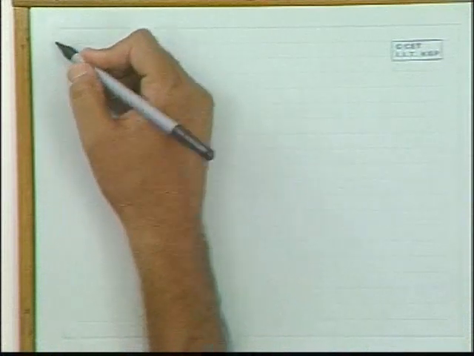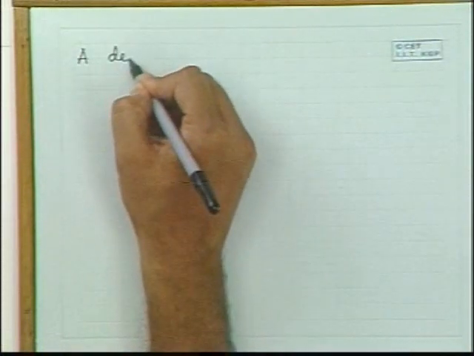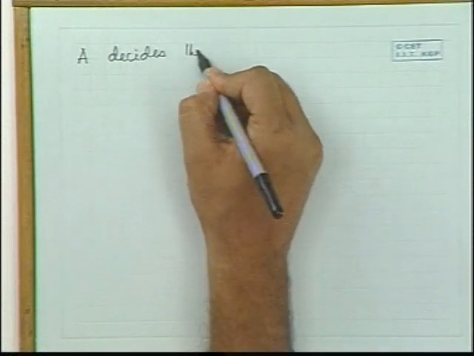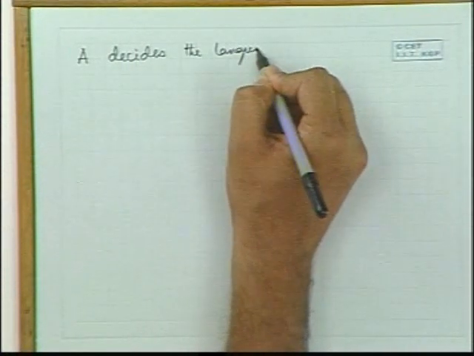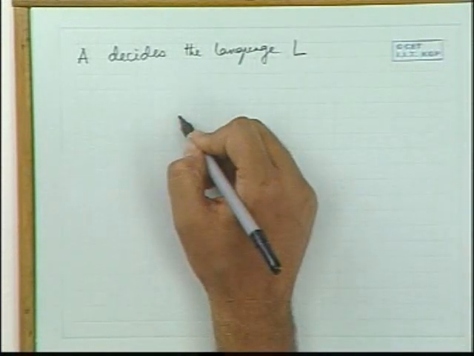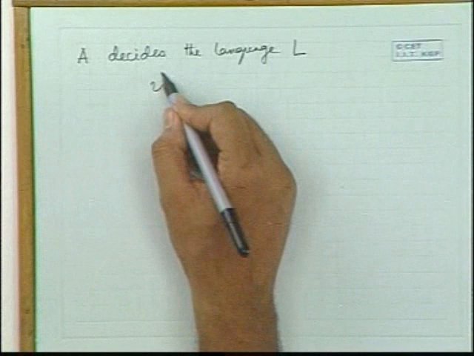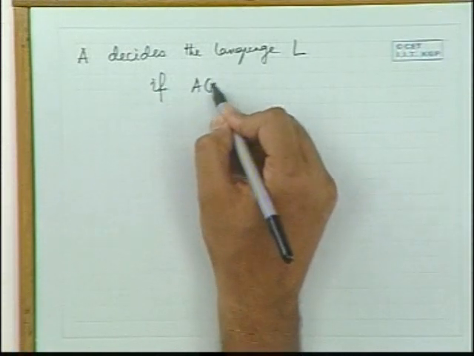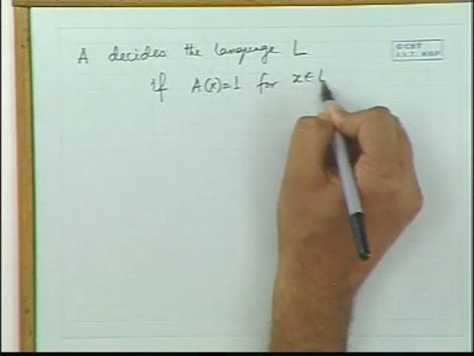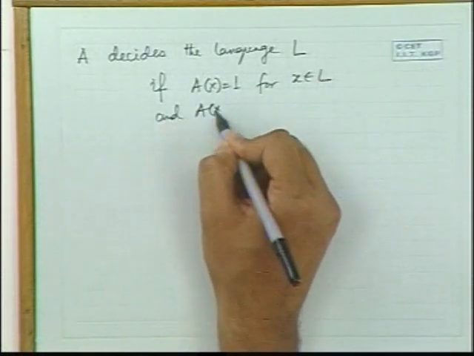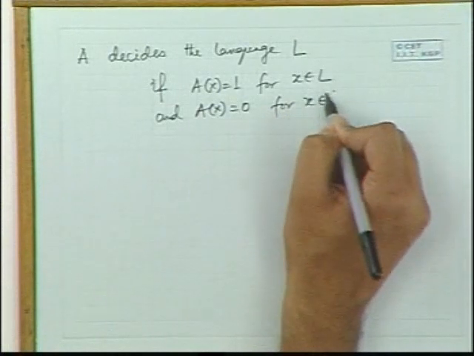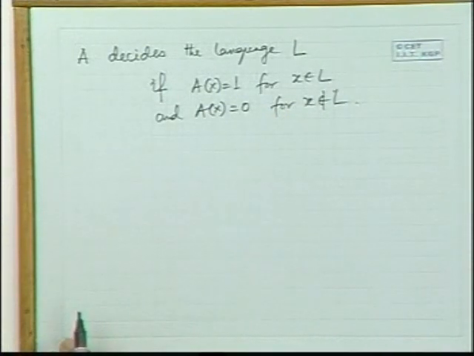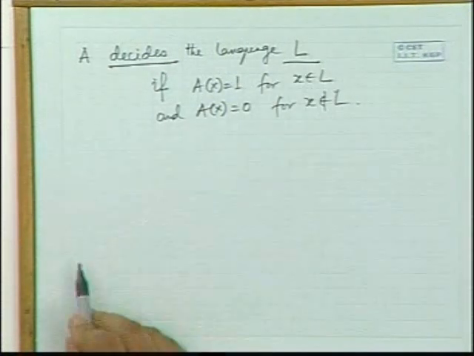Okay, so if we say something about those ones also, then the definition changes a little bit. We say A decides the language L. We say L is decided by A if Ax is equal to 1 for x belongs to L and Ax is equal to 0 for x does not belong to L. Then we say A decides the language L.